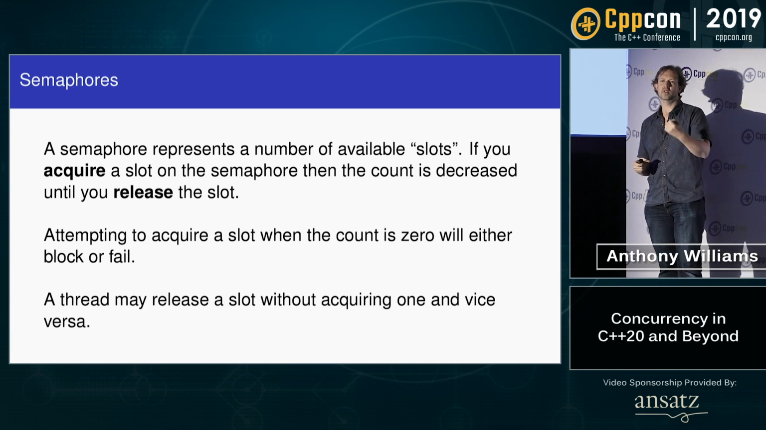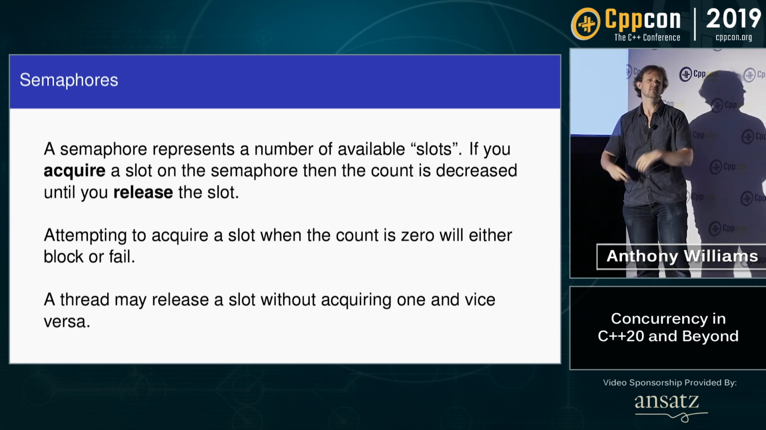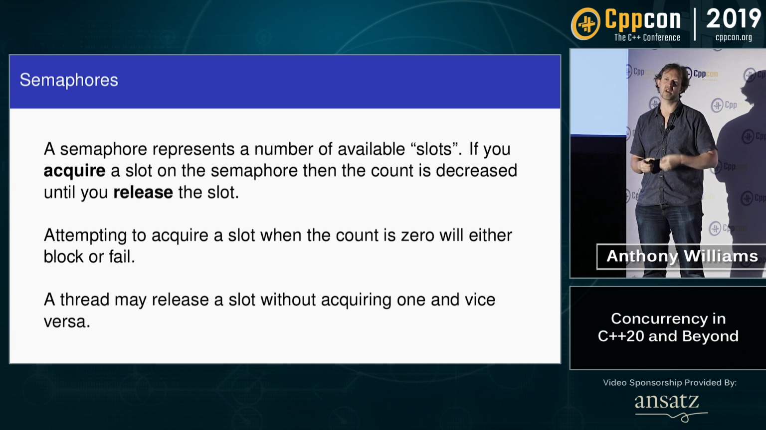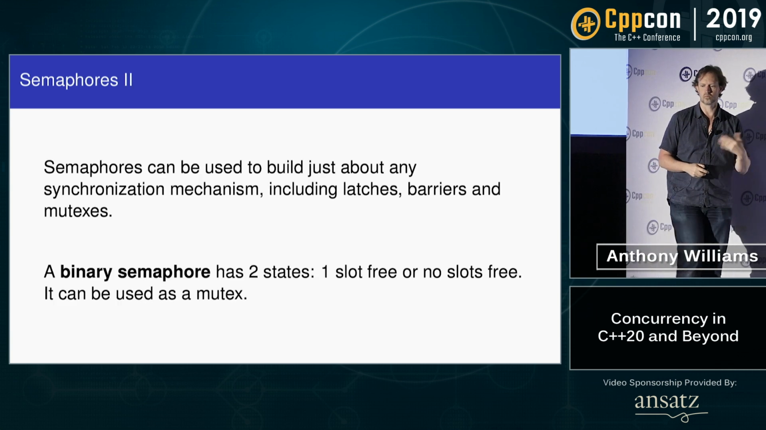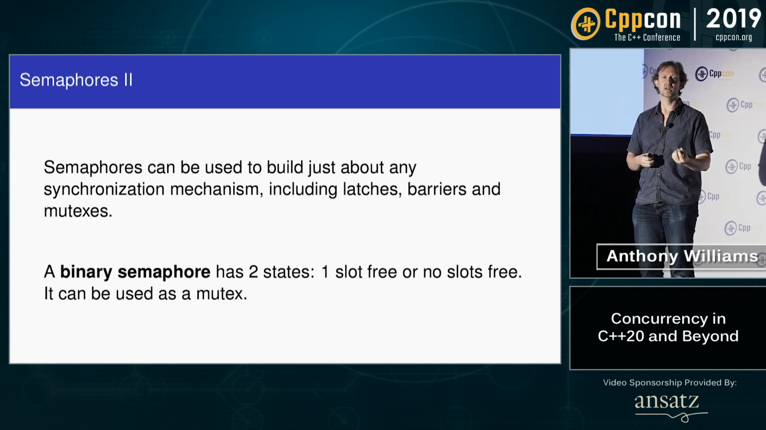You can acquire 3 slots in a row on the same thread and release 3 slots on a different thread. It has no direct relationship, unlike a mutex where you have to unlock it on the same thread. So yeah, you can use it to build just about anything.